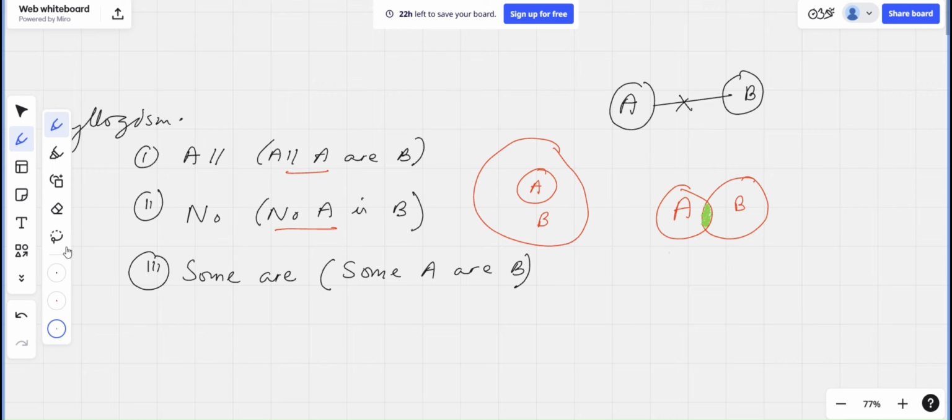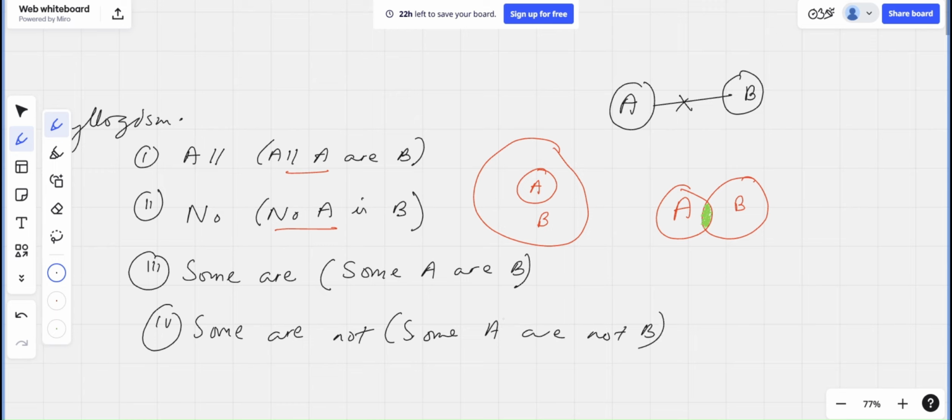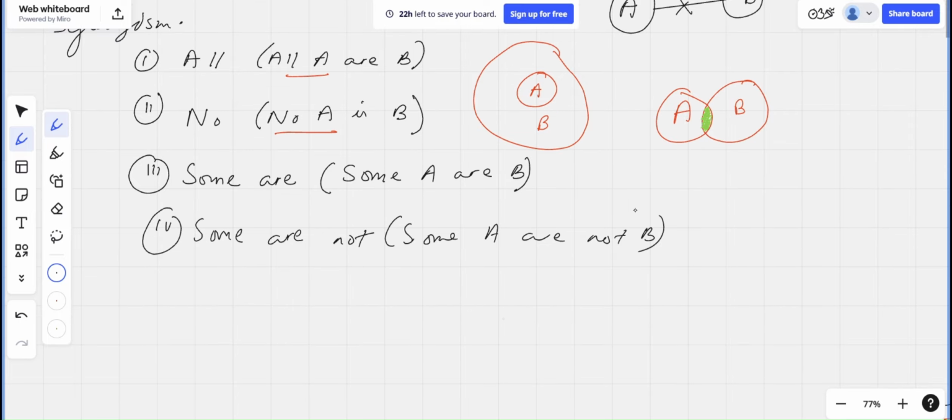The next type, which never really comes, is "some are not". These are the four types. Some A are not B. If you don't get the concept, it's very difficult to understand, but if you understand it, it's quite simple again. It's like a two-way street, I would say. If it says some are not, I'll draw this again. A is like this and B is like this. So this is A, this is B.